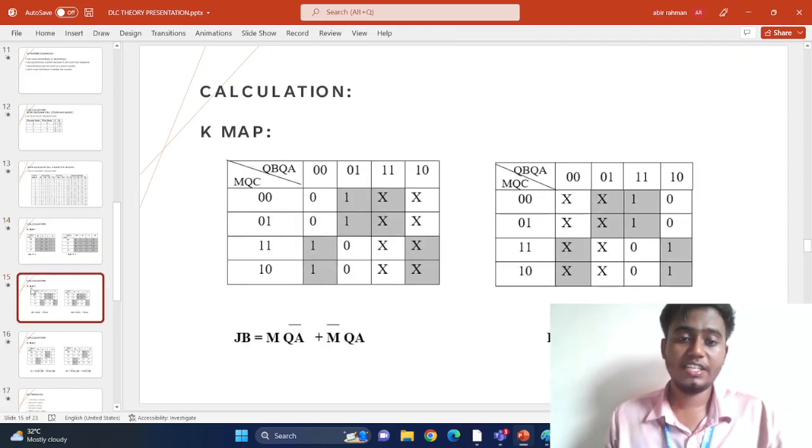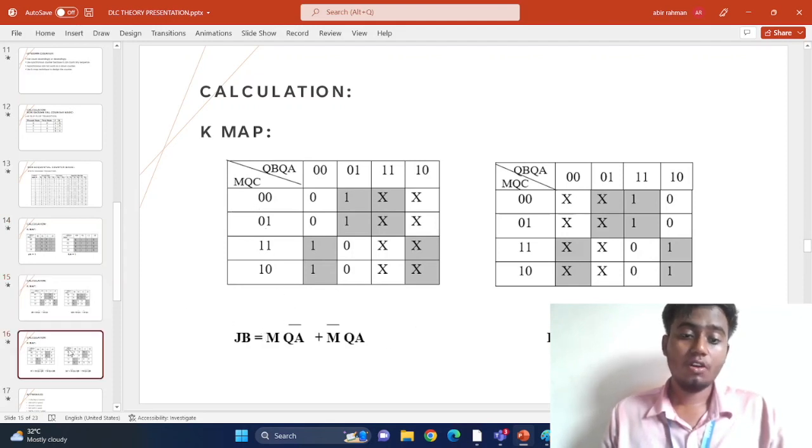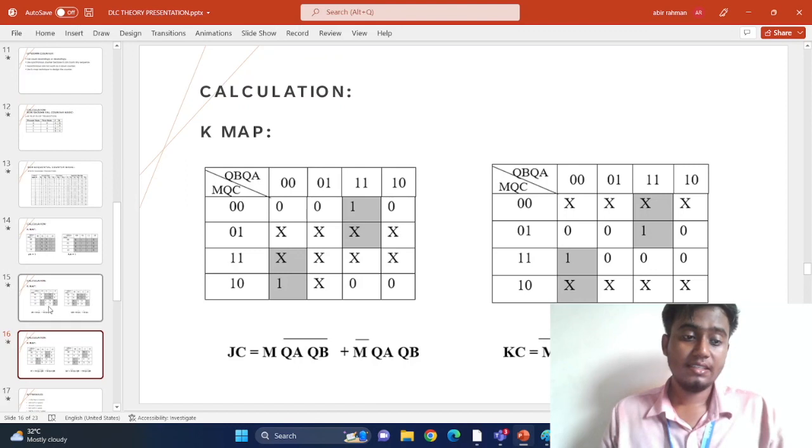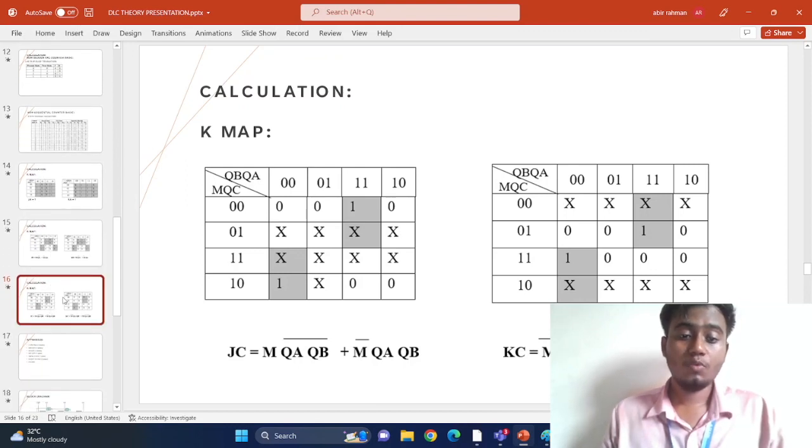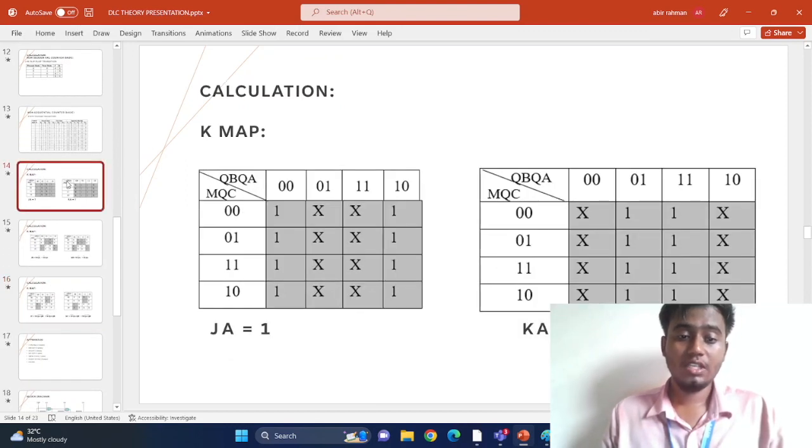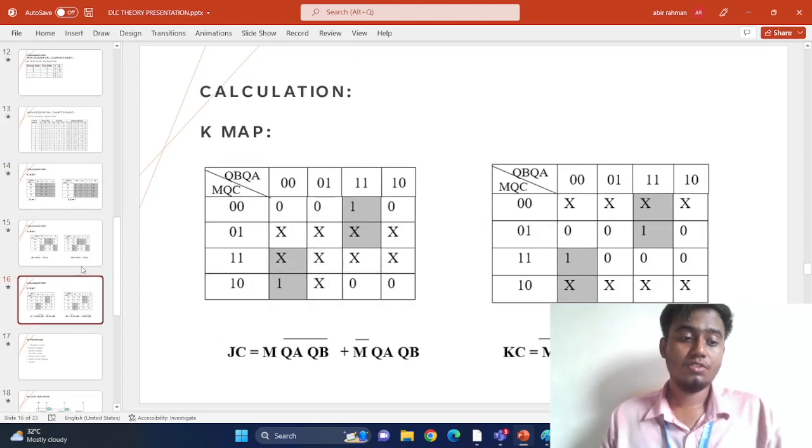Similarly, we find JB, KB, and also JC, KC. So from the K-map we find these equations. Now these equations will be built further. This will be explained by my fellow teammate Touhid alone. So thank you very much. This is all from my side. Assalamualaikum.